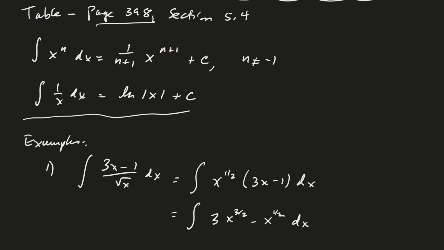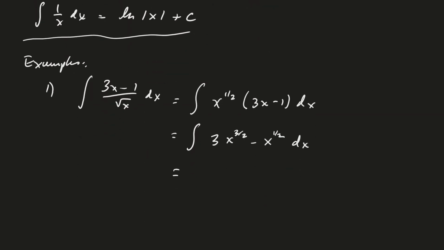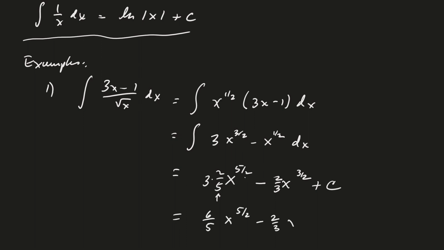Now we can just integrate term by term. So that's going to be x to the 3/2 plus 1 is 5/2 times 2/5, and then there's a 3 times that. So notice that that's the inverse or the reciprocal of the power there. Minus x to the 3/2 times 2/3 plus c. So simplifying, you get 6/5 x to the 5/2 minus 2/3 x to the 3/2 plus c. Good.